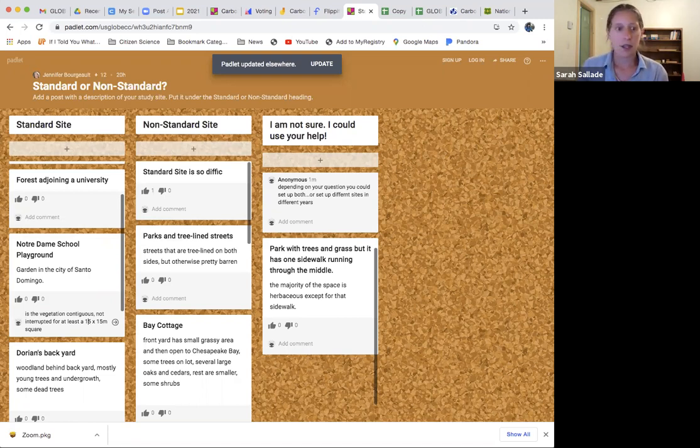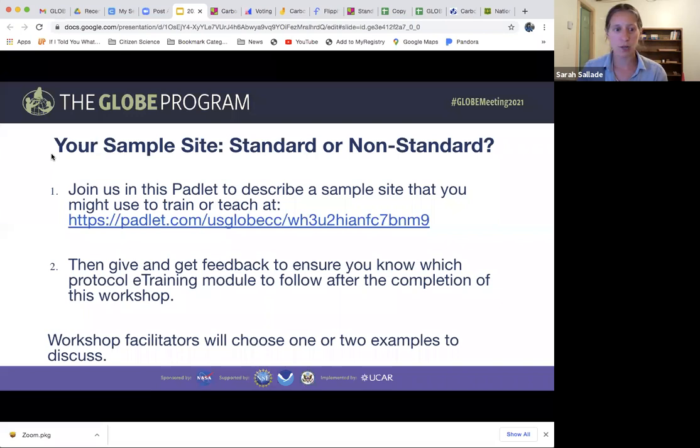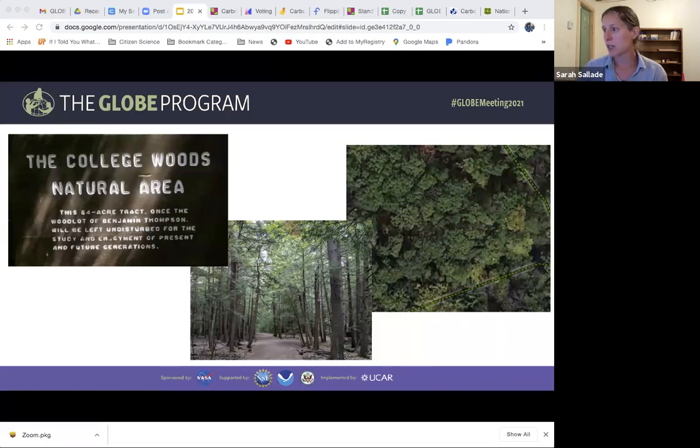So the site that I'm going to focus on for the rest of the workshop, just as an example, is the training site at the University of New Hampshire. And this is kind of what it looks like. We know a little bit about it because there's a sign as you enter. It's a natural area, 64 acres, so several hectares, and it was set aside land for research and enjoyment by students.